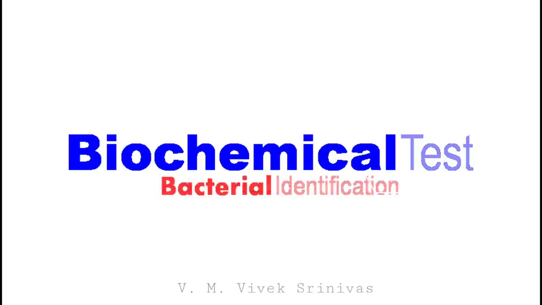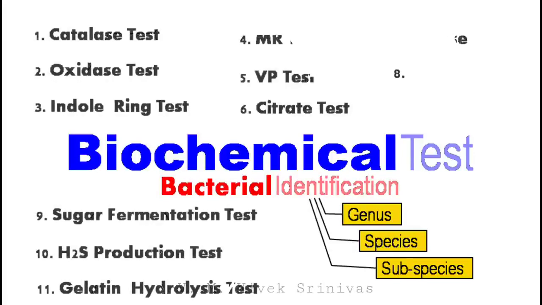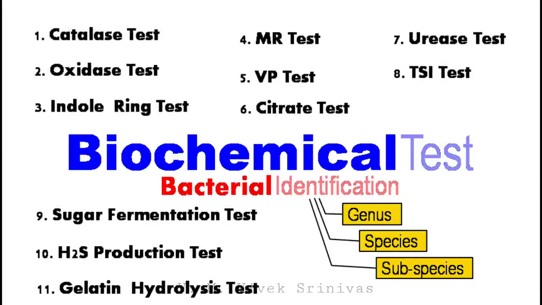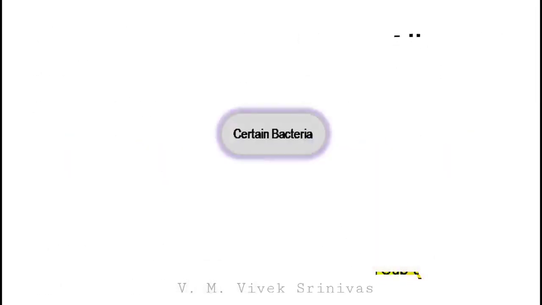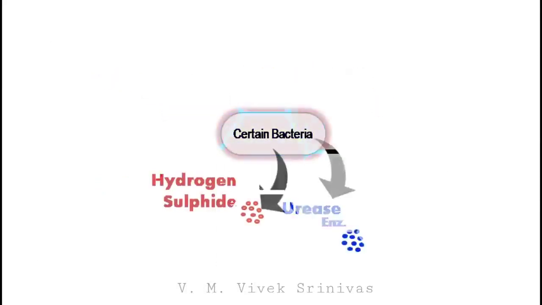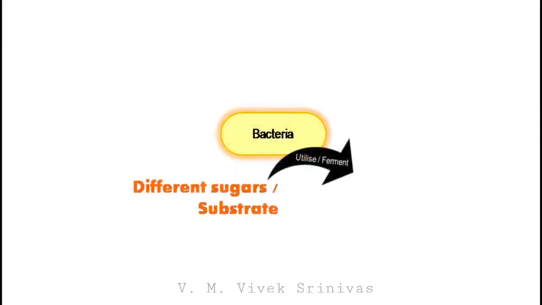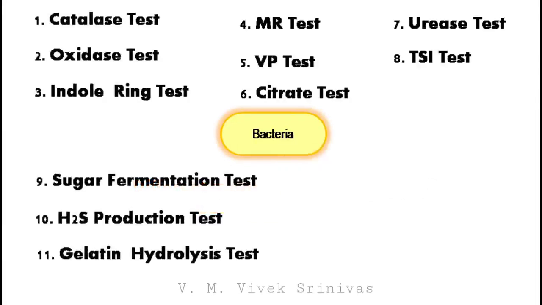The biochemical test helps in the identification of the bacterial genus and species, sometimes even the subspecies too. This is achieved by subjecting the bacterial culture to various biochemical tests. Various bacteria have an inherent property to produce different types of enzymes and substances. In addition, various bacteria also have an inherent property to ferment or utilize different types of sugars and substrates to yield different types of byproducts. This can be identified by subjecting the bacterial culture to the various biochemical tests.